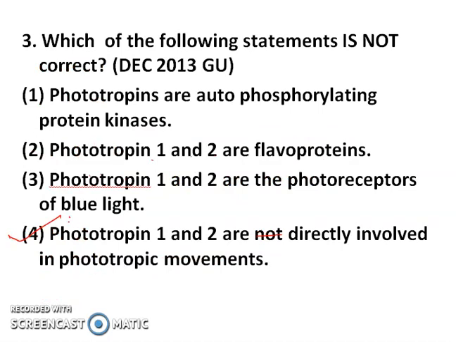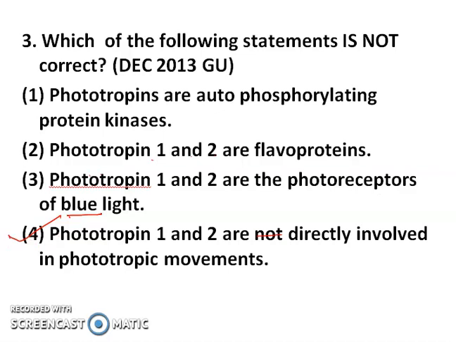Now the third statement tells us that phototropin 1 and 2 are the photoreceptors of blue light. Yes, we have discussed this. It is also a blue light receptor. Now the fourth point is phototropin 1 and 2 are not directly involved in phototropic response. This is the incorrect statement. For phototropin 1 and phototropin 2 are involved in the phototropic response. As we have to find the incorrect statement, this is the correct answer.